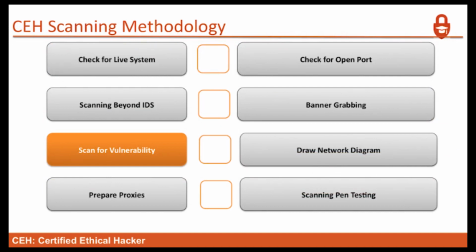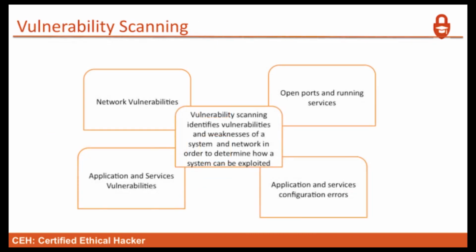CEH scanning methodology: now we're going to talk about scanning for vulnerabilities, which goes hand in hand with banner grabbing, right? There's a lot more to vulnerability scanning, by the way, than just grabbing banners, but that's one way to do it. So network vulnerabilities: we can have open ports and running services, we can have application and services configuration errors, we can have application and service vulnerabilities. That's what comprises vulnerability scanning, and it identifies vulnerabilities and weaknesses of a system and network in order to determine how our system can be exploited.